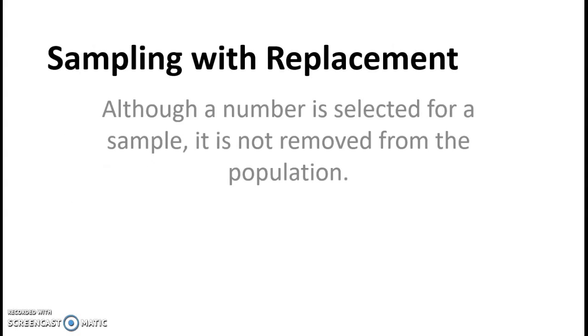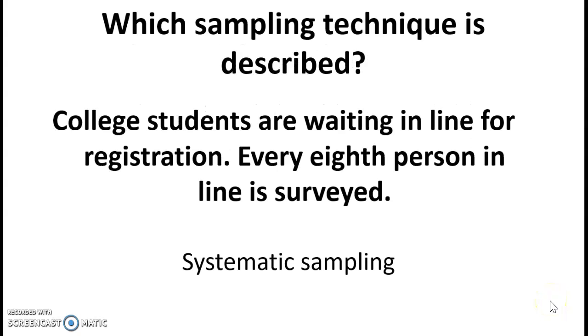Sampling with replacement is when it's like when you do names in a hat. If I pull your name out, sometimes a name doesn't go back in. But sampling with replacement is when I put your name back in the hat, and you can win again. So it's not removed. So you could win twice.